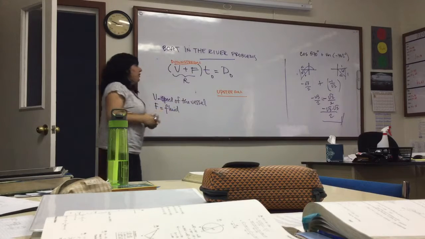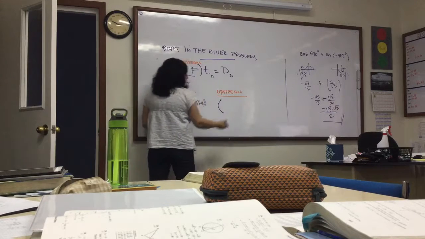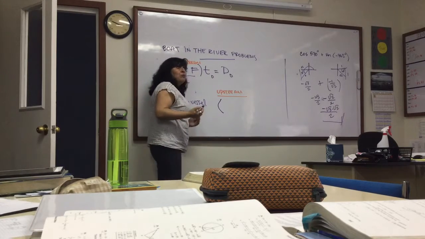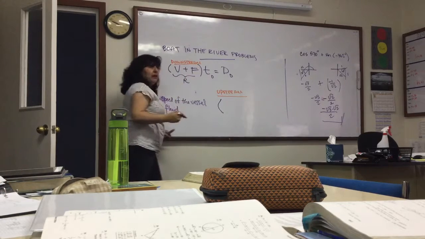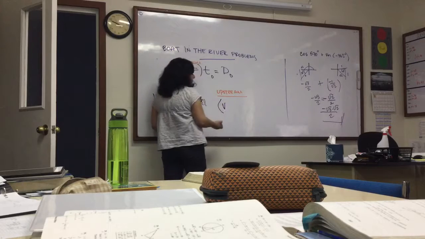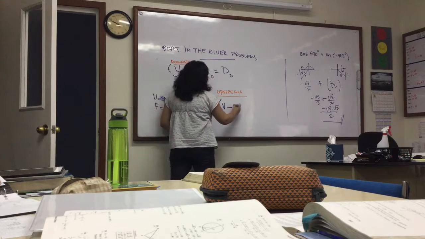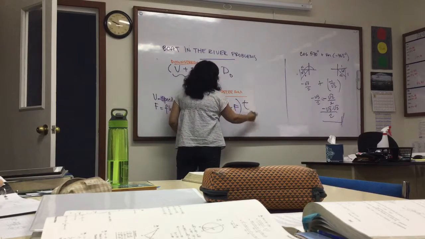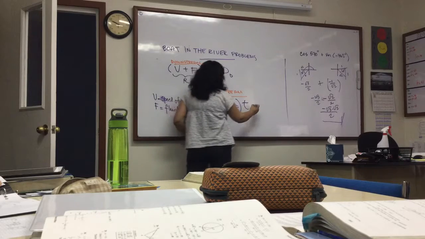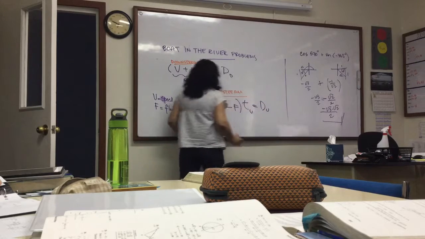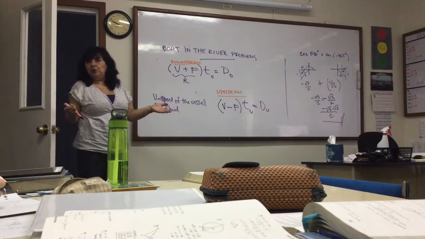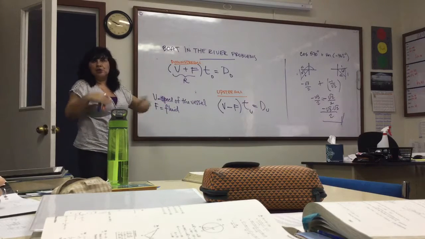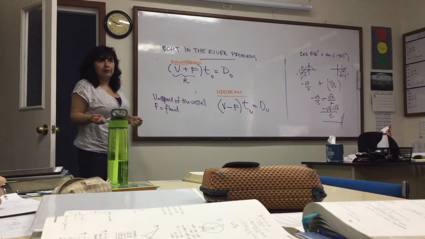What would happen upstream? It will be negative instead of positive. What would be negative? What would you subtract? V minus F. The speed of the fluid is the one you subtract, because it's what the vessel is going at minus the speed of the fluid, times the time, upstream distance. And then it's just finding out what they give you, substituting, and finding what you don't have, basically.